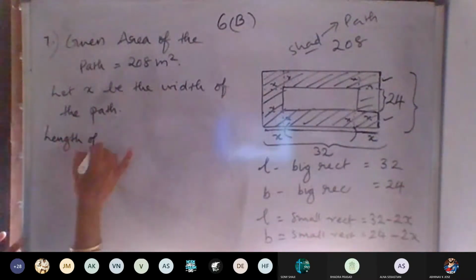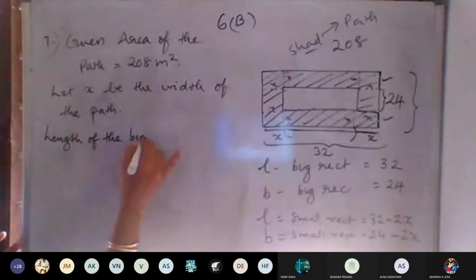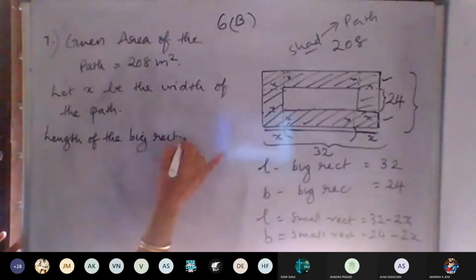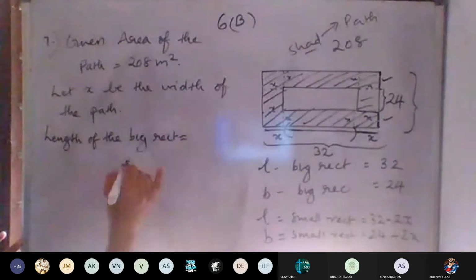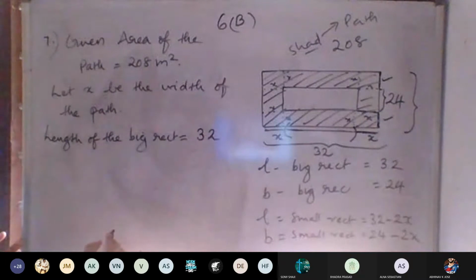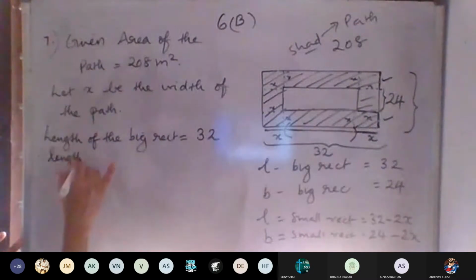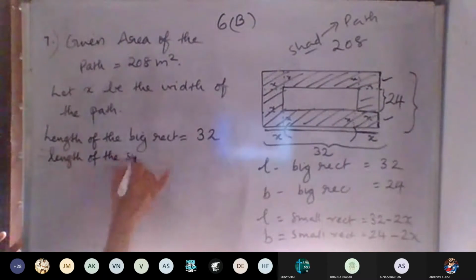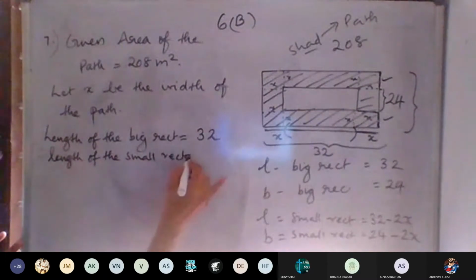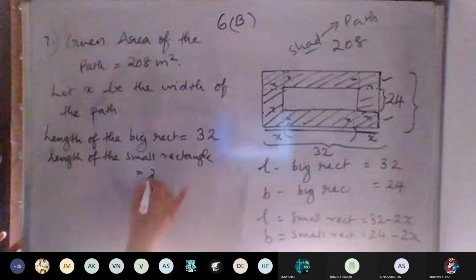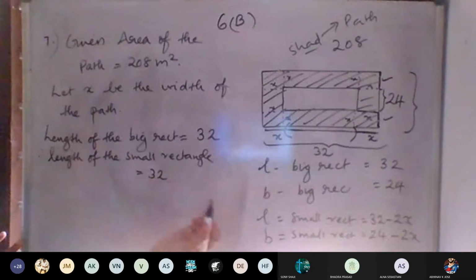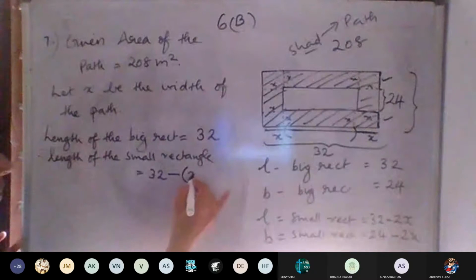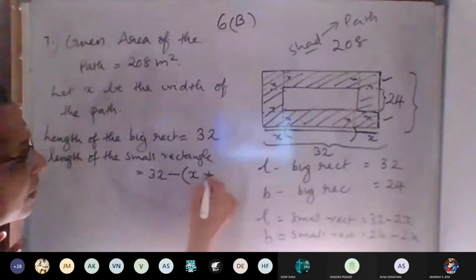Length of the big rectangle is equal to 32. Therefore, length of the small rectangle is equal to, if you can write directly 32 minus 2x, write down. Otherwise, write 32 minus both sides. First x, then plus x.